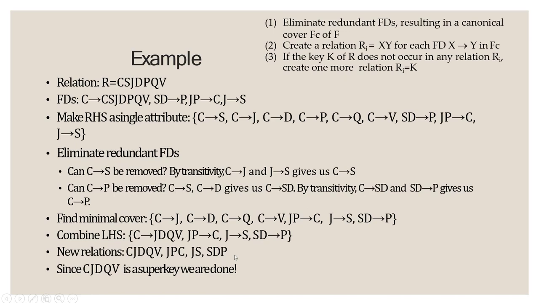Are we done? Do any of these contain the key? Yes. C, J, D, Q, V. This does give you the whole relation. It is part of this relation, so we don't have to add it as a fifth one. So this is going to be our final set. We have these four new relations. This is our original, and then we have decomposed this into these four.